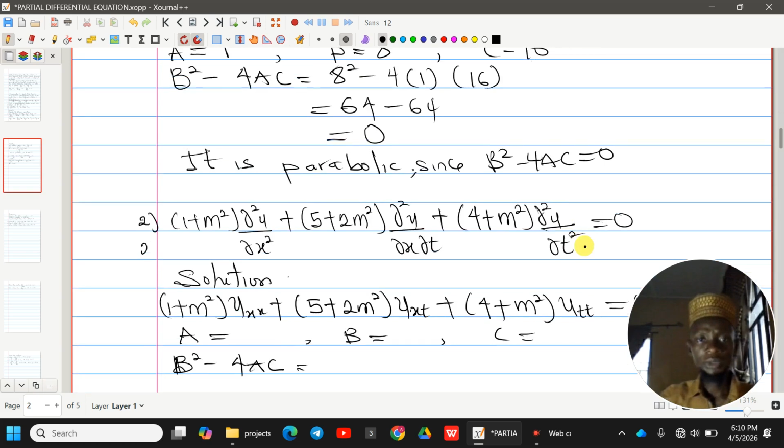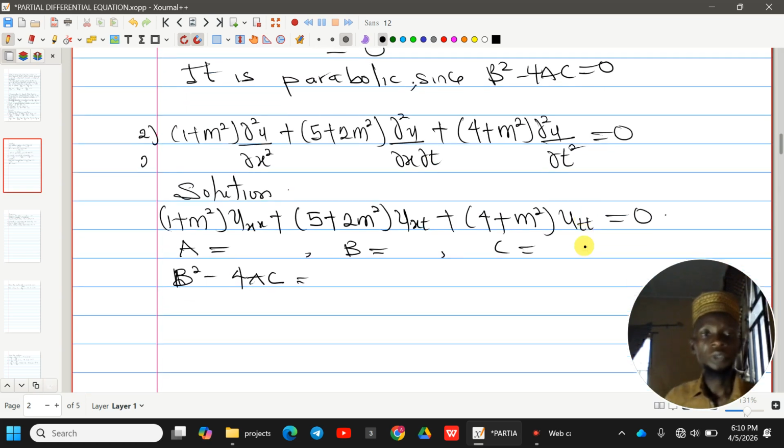Now let us solve the second question here. When you look at the u subscript xx, it means my a is 1 plus m squared. Now look at this one, the u subscript xt, it means my b is 5 plus 2m squared, right? Now the u subscript tt is 4 plus m squared, okay? Note here my dependent variable is u, while my independent variables are x and t, okay?